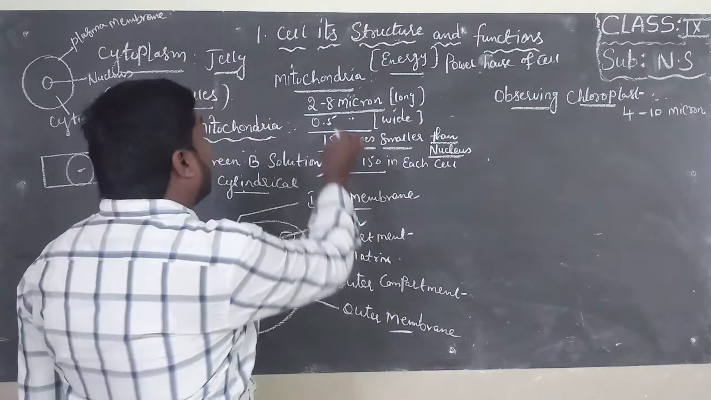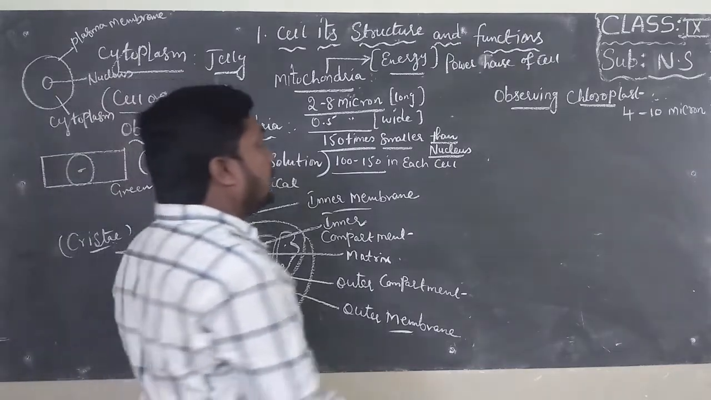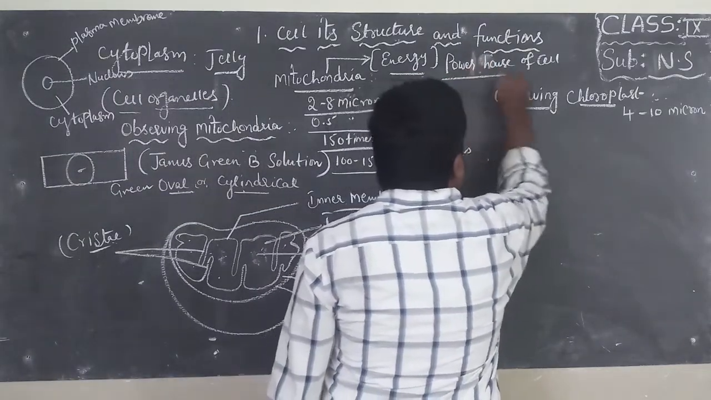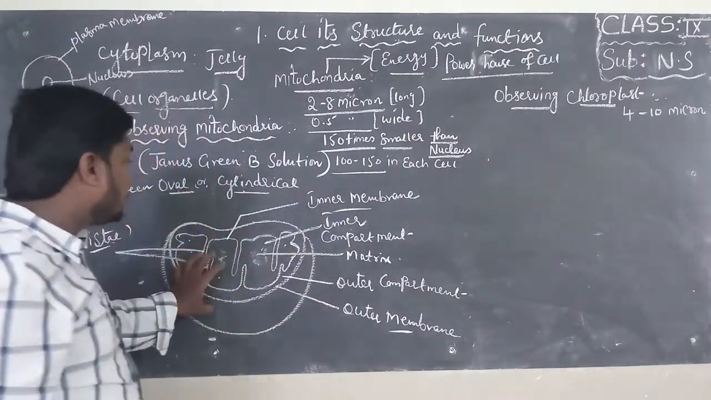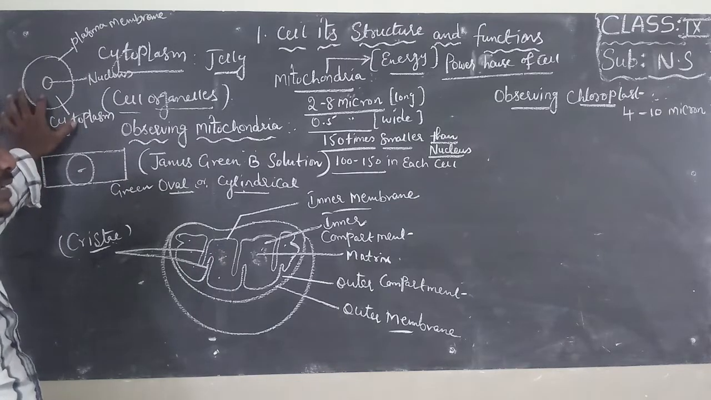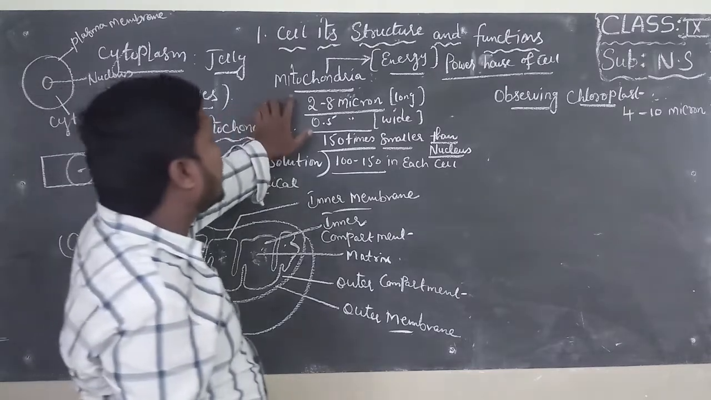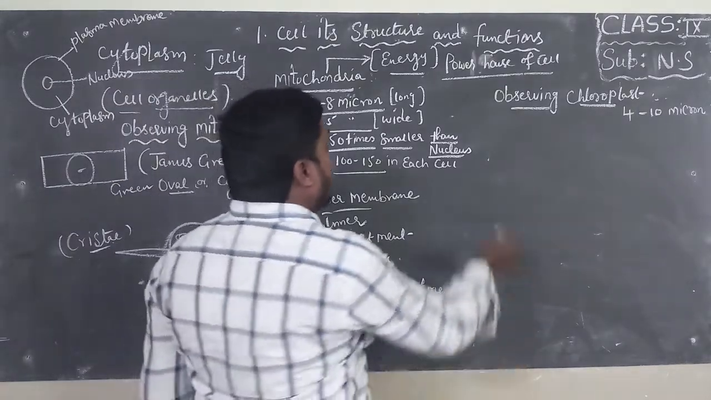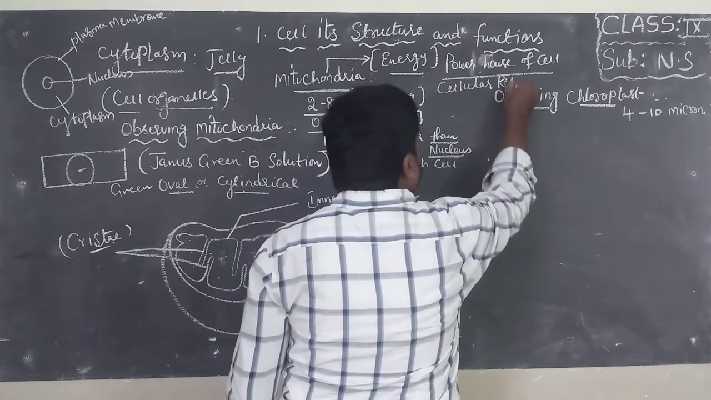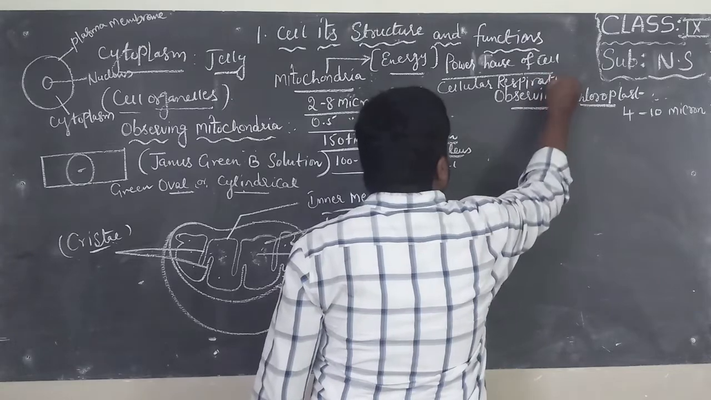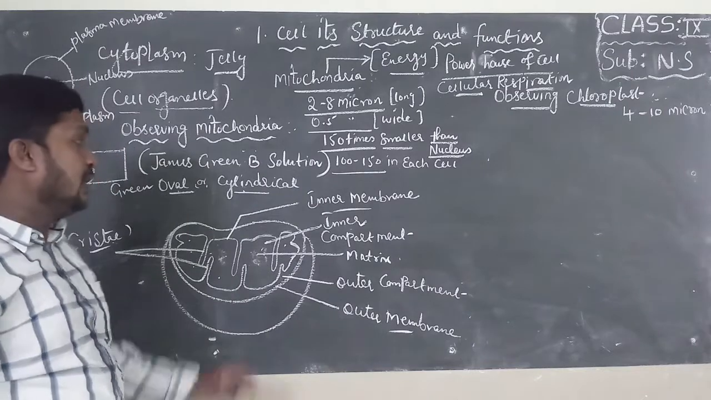So mitochondria play an important role in releasing energy into our body. That's why mitochondria are also known as the powerhouse of the cell. Why? Because it is the organelle present in the cell that releases energy into our body. And also it is the site for cellular respiration. Cellular respiration means respiration takes place in mitochondria only.